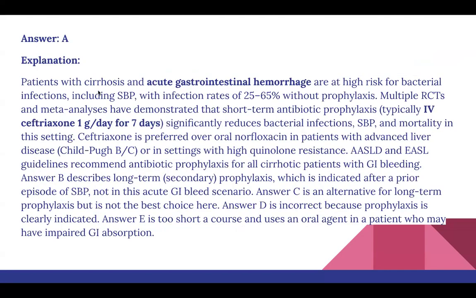Okay, answer A. So patients with cirrhosis and acute GI hemorrhage are at risk for bacterial infections, including SBP, with infection rates of 25 to 65% without prophylaxis. So ceftriaxone is the answer, especially when there's a GI hemorrhage.